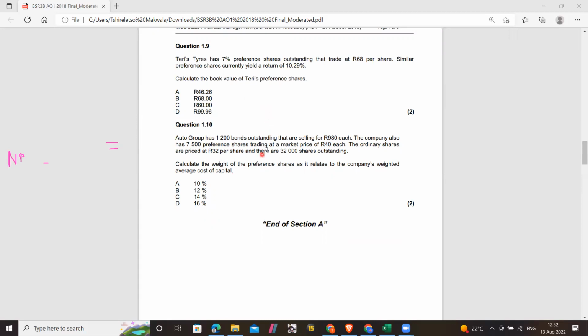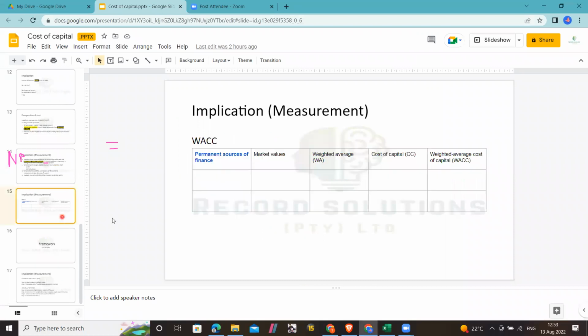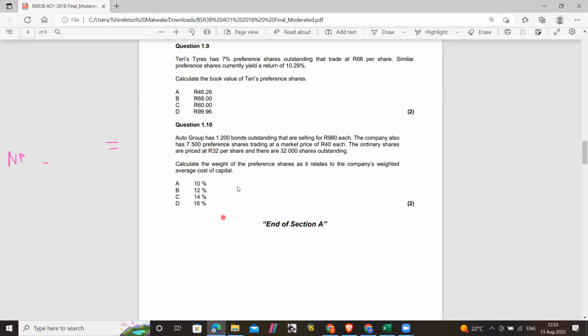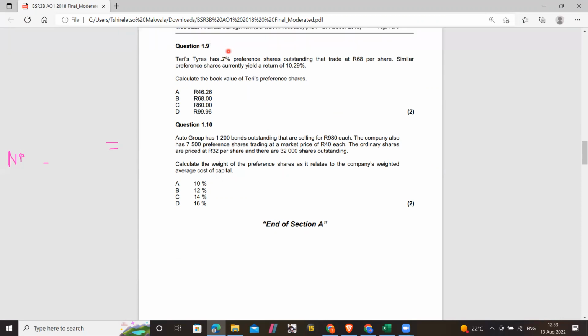So do you see what they want? When they say weight, they are talking about basically its percentage, its weighted average. They're talking about just this portion, but the portion only relating to preference shares. So that's exactly what we are going to do. We're going to firstly do that table, but I'm not going to draw the whole table.